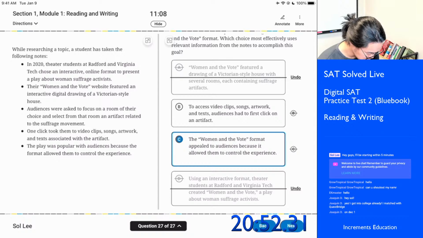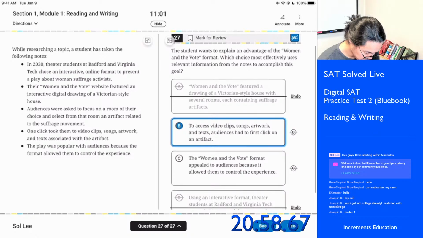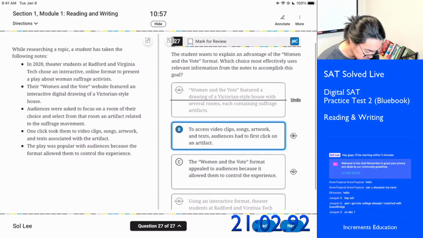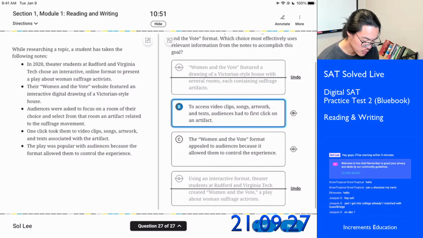Control the experience. Oh, hang on. Yeah. Control the experience is too broad, but this is actually the advantage itself. Yeah. Ooh, you kind of do need to look at the left side. You can't just skip straight to the right side on these synthesis questions. You need to look at the left side. Okay.